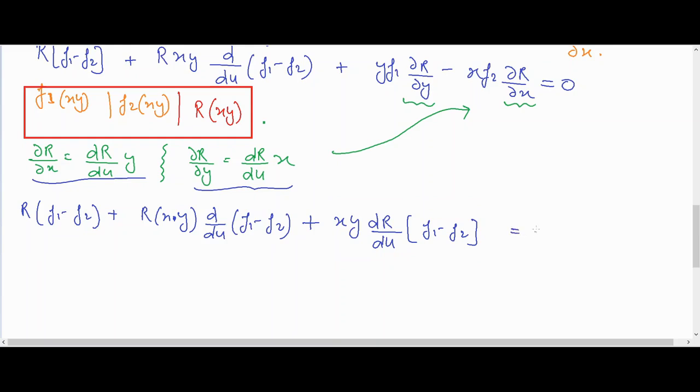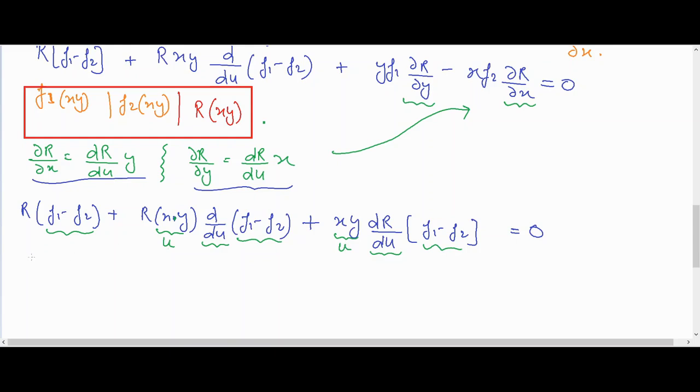This whole thing is again equal to 0. Now a lot of nice things have happened here. First of all, we have this f1 minus f2 in all terms, right? This is quite nice. Secondly, everything is differentiated with respect to u now only, right? And third thing is that this xy which is multiplied here is actually u. Xy was u, this is u, right?